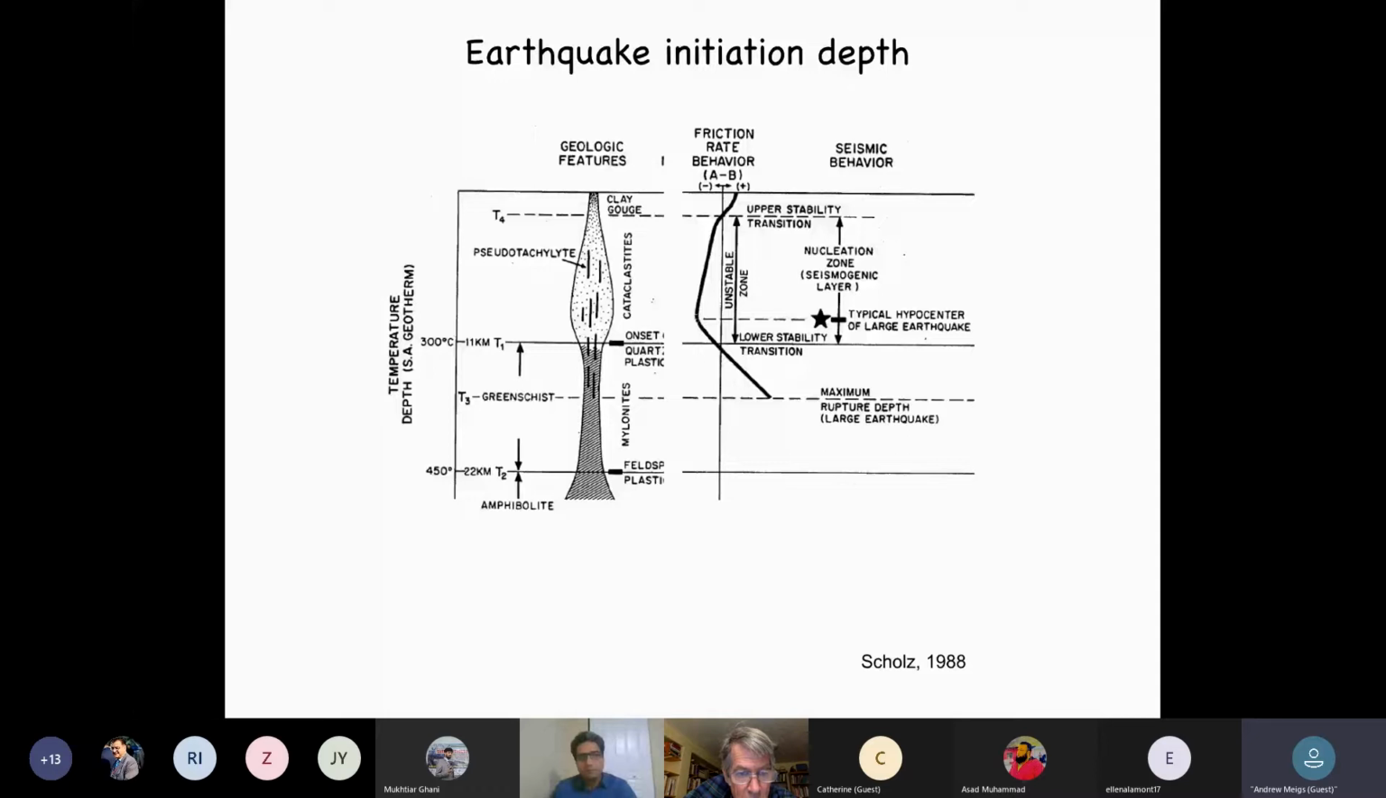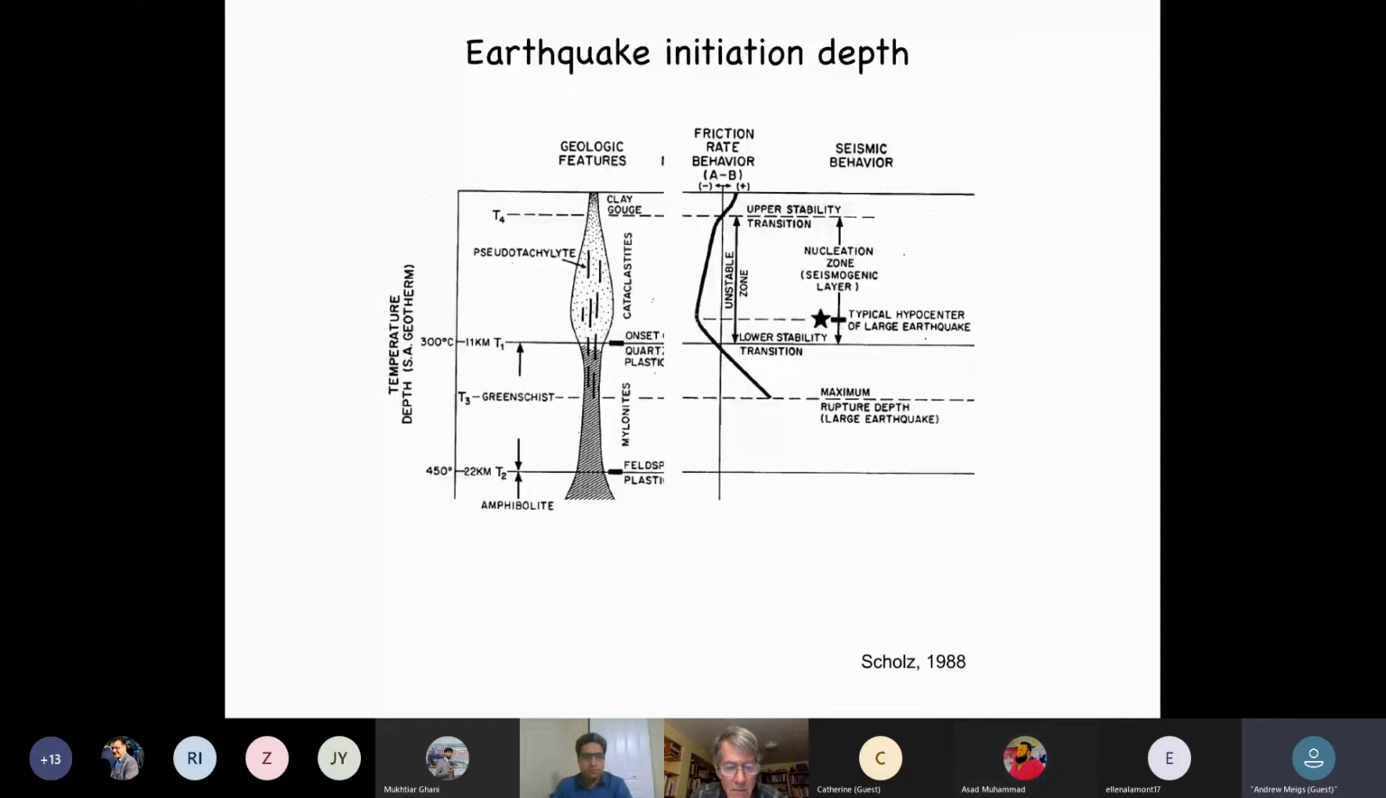That is to say, at temperatures of 300 degrees C or higher, because it is that part of the fault which is continuously slipping and storing, or transferring, strain to the shallow part of the fault.